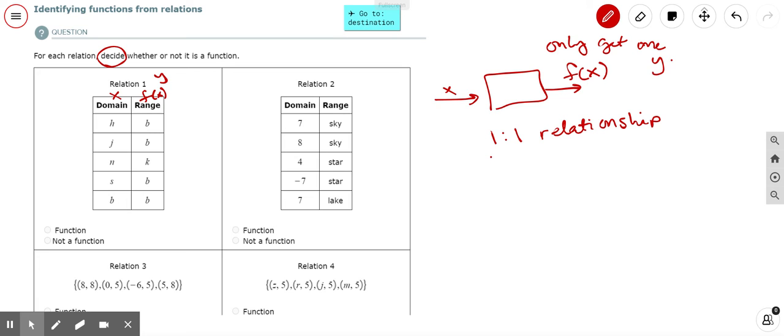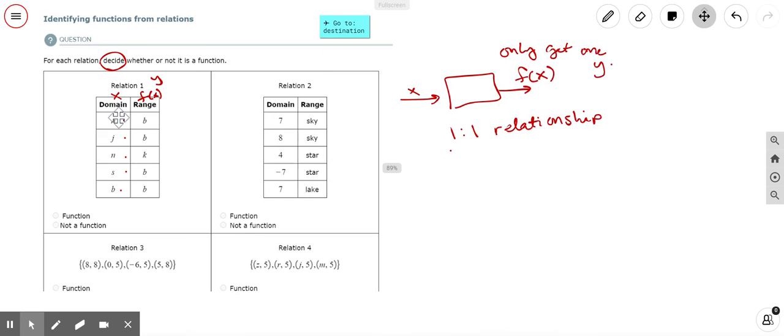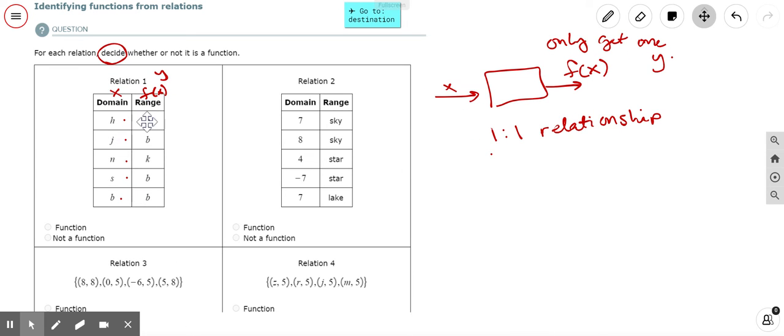Take a look at the domain. Read it out loud and listen. H, J, N, S, B. We have not repeated anything twice. So really, we don't care about the range. To be honest with you, we don't look at the range. It doesn't matter what gets spit out. What matters is that we only have the input going in once.